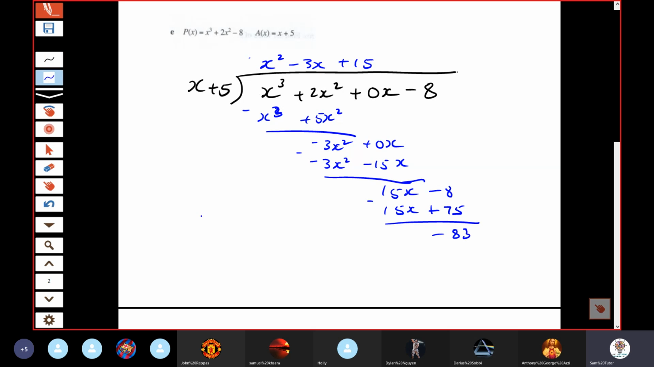All right, I'll finish it off. Therefore, p of x, which is the polynomial, equals x plus 5 multiplied by x squared minus 3x plus 15, and then minus 83. All right, any questions there?